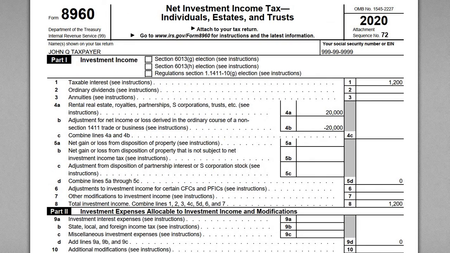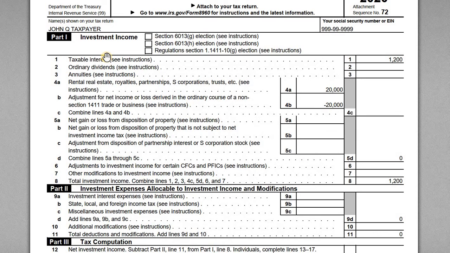So if we jump down to the 8960, here's the NIIT form. Complete part one with all the investment income that John has, right? So he has taxable interest of $1,200. He doesn't have any dividends or annuities. And on line 4A, we report all of the income coming through from a passive business, right? So that's the $20,000 in pass-through income from his Schedule K1. But we have an adjustment here to reverse out the amount derived in the ordinary course of a non-Section 1411 trade or business, right? So because John actively participates in this business, we can reverse it out. So the inclusion here is 0.